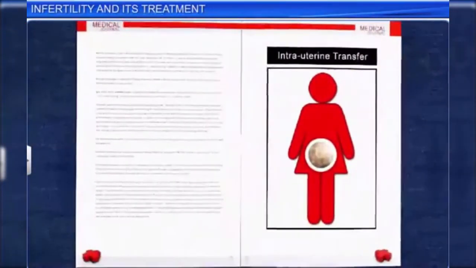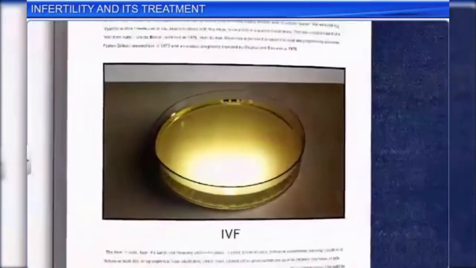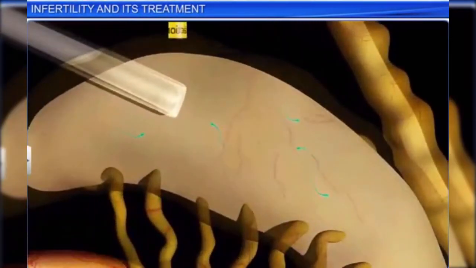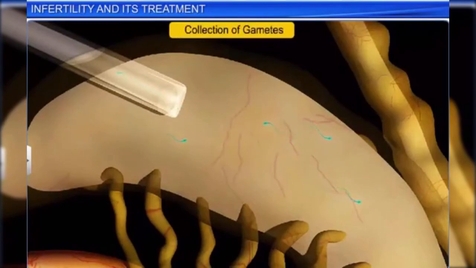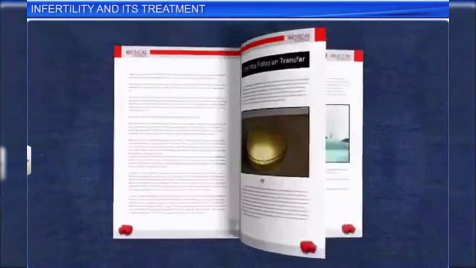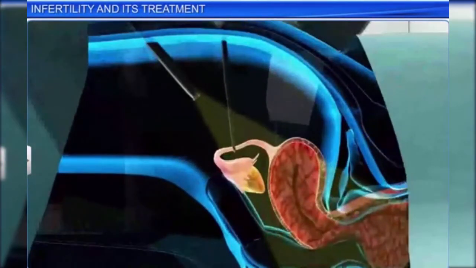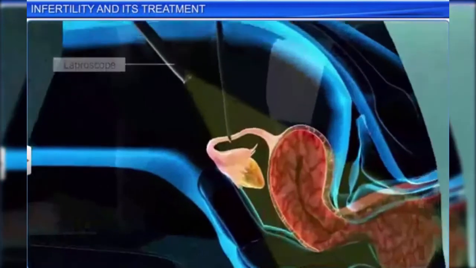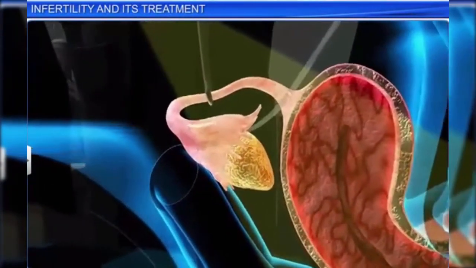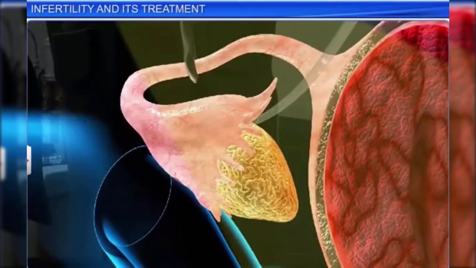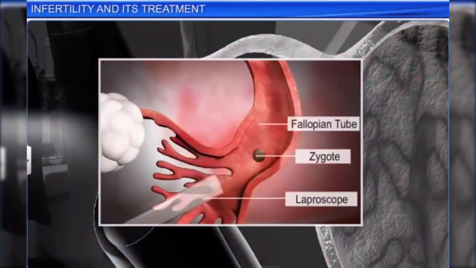Another option available for infertile couples is Zygote Intrafallopian Transfer or ZIFT. This process is similar to IVF, where the gametes are collected and the egg is fertilized in the lab. Post-fertilization, when the zygote contains more than 8 blastomeres, the doctors create a small incision in the abdomen using a fiber-thin tube called a laparoscope. The zygotes are then transferred to the fallopian tube through the laparoscope.